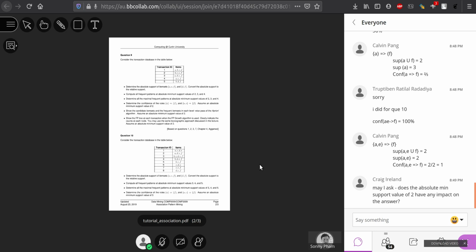Yeah, correct. Craig is asking if the minimum support has any impact on the answer. The answer to that is yes. Everything depends. The confidence depends actually on the minimum support. So it might affect the... hang on, let me, sorry, that's the minimum support value.